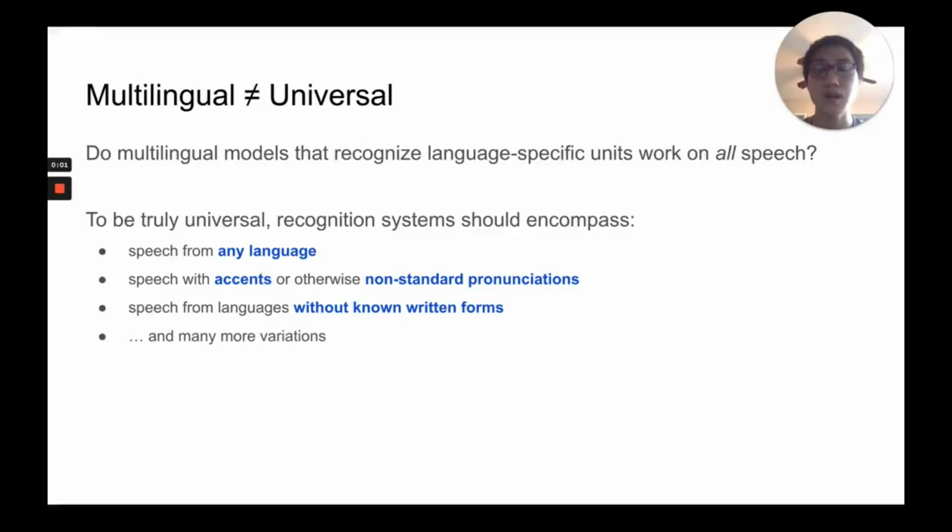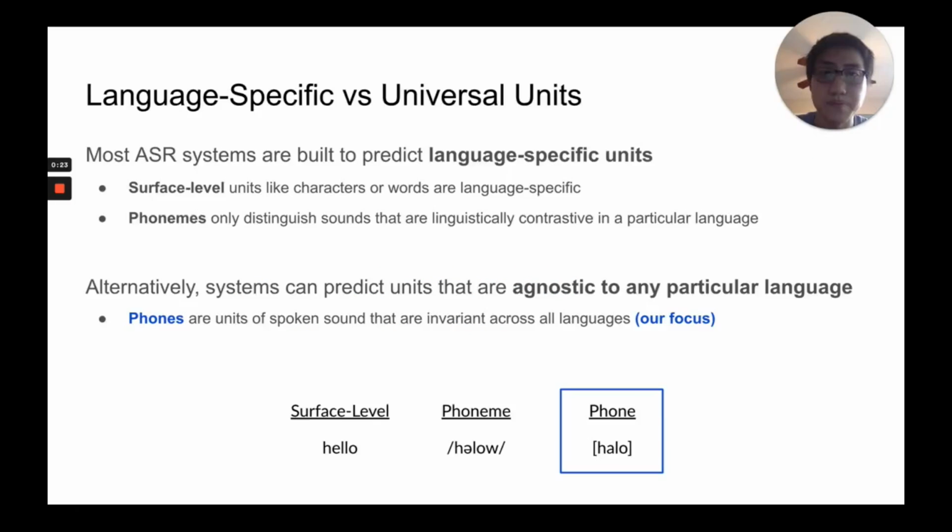Do multilingual models that recognize language-specific units work on all speech? Well, not really, because to be truly universal, we should be able to encompass not only speech from any language, but also capture variations in speech with accents, and handle languages where we might not even know the written forms. So this is where systems that are built to predict language-specific units like surface level or phoneme units would fall short. Alternatively, we can build systems to predict units that are actually agnostic to any particular language.